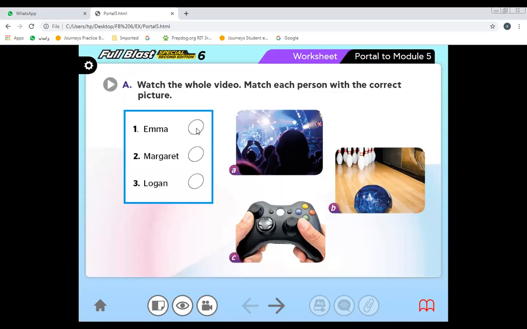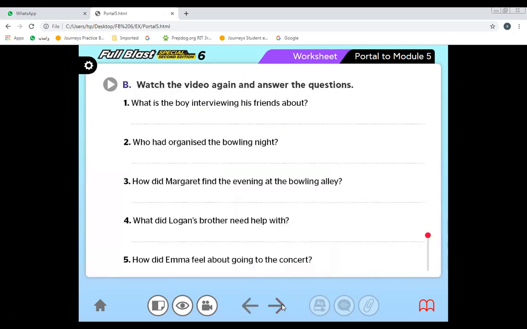A, perfect. Emma attended a concert or dancing party or singing party. Margaret, which is suitable to Margaret? C. Yes, B, it's the bowling. And Logan? C. Perfect, perfect. Well done. Let's go to the next exercise.